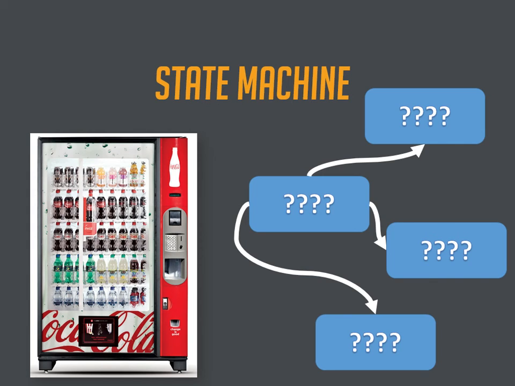Okay. All right. So any questions on state machines? Pretty clear how they are? State machines are states and how they transition from one to another, right?